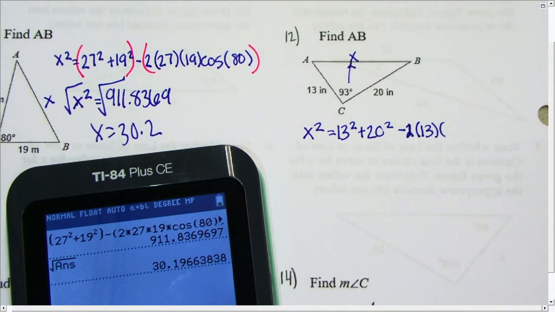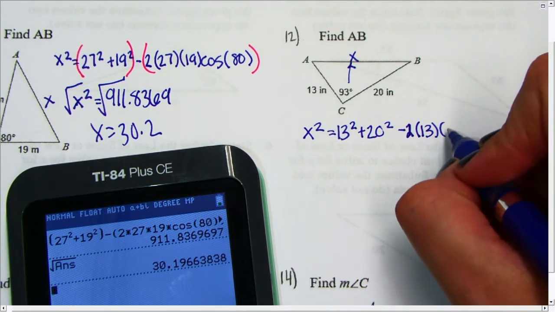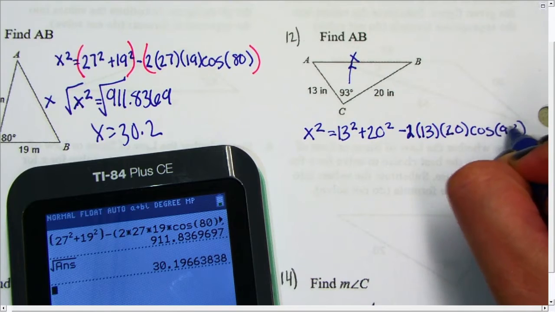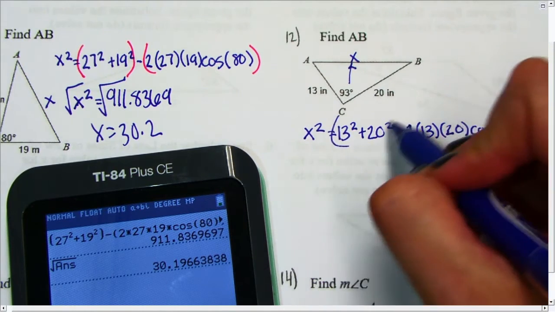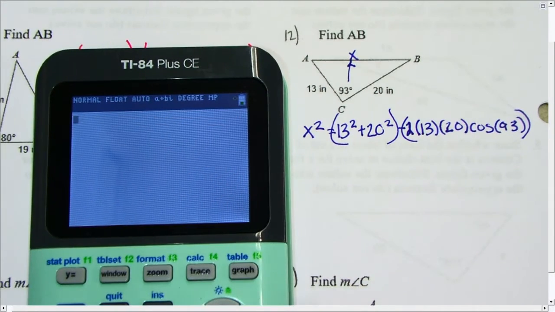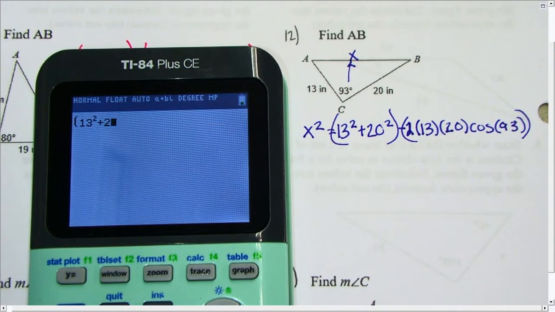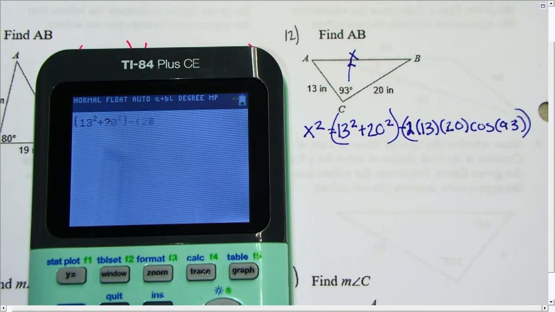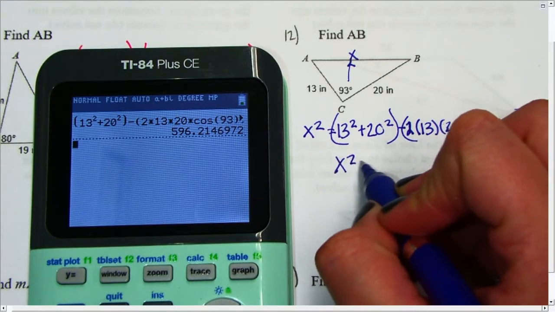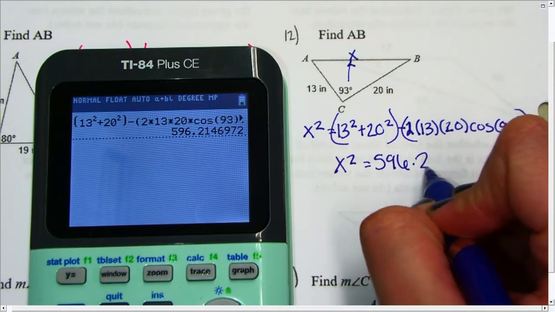So 13 squared plus 20 squared minus 2 times 13 times 20 times cosine of 93. Again, I want to group my first and my second. So as I group those, parenthesis 13 squared plus 20 squared minus parenthesis 2 times 13 times 20 times cosine of 93. Close the trig function and close the parenthesis you opened. We get x squared to be 596.2.